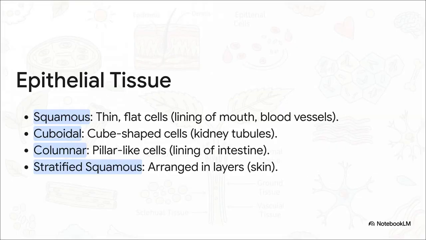So epithelial tissue is basically the covering or protective tissue, and we classify them based on the shape of the cells. Squamous cells are thin and flat, like the ones lining our mouth. Cuboidal cells are cube-shaped, and you'll find them in kidney tubules. Columnar are tall and pillar-like, lining the intestine. And when these cells are arranged in many layers for protection, like our skin, it's called stratified squamous epithelium.